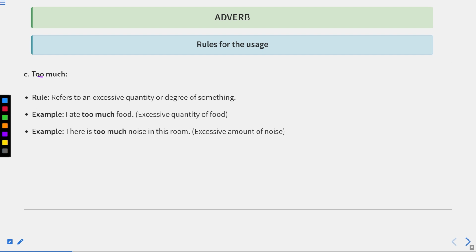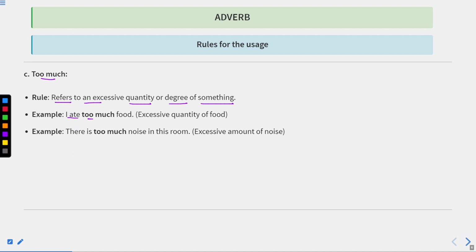Now we have the phrase too much. You must have heard this phrase many times: too much, this is too much. We use to say this phrase. Well, what is the rule for this? It refers to an excessive quantity or degree of something. Too much means when we show the excessive quantity or degree of something.